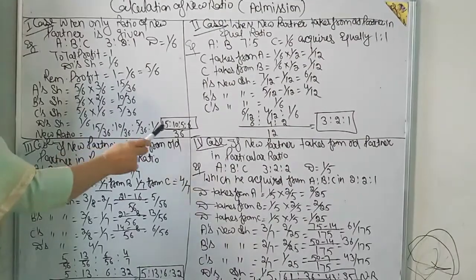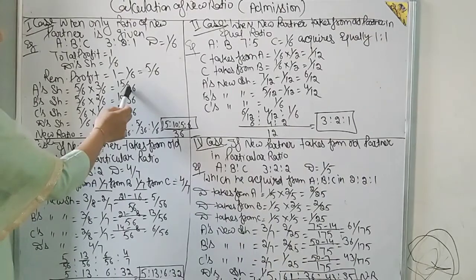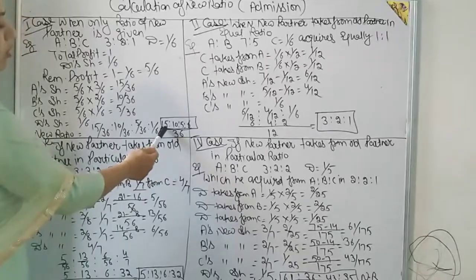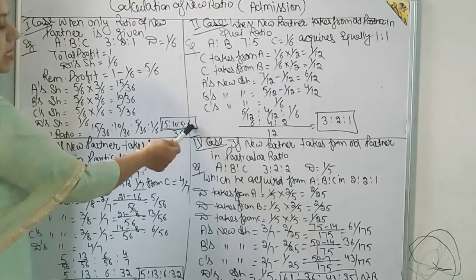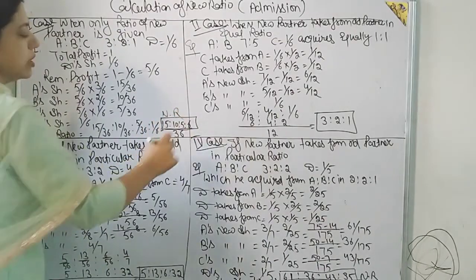Now we just take the LCM of all these 4 ratios: 15/36, 10/36, 5/36 and 1/6. LCM will be 36. So it will be 15, 10, 5, 6. So it is our new ratio.